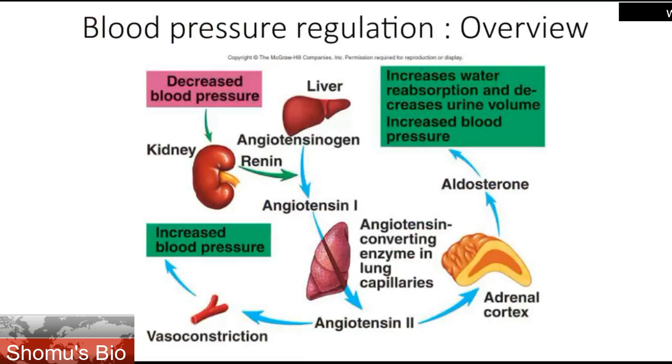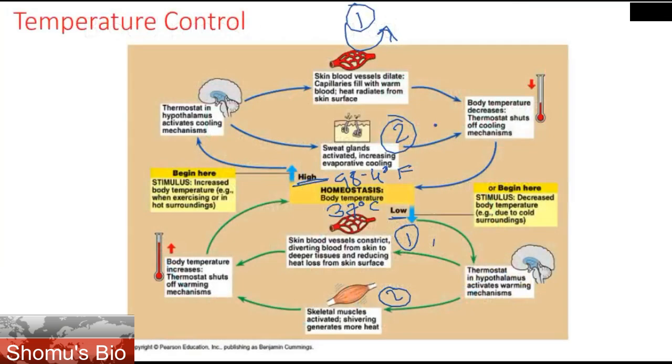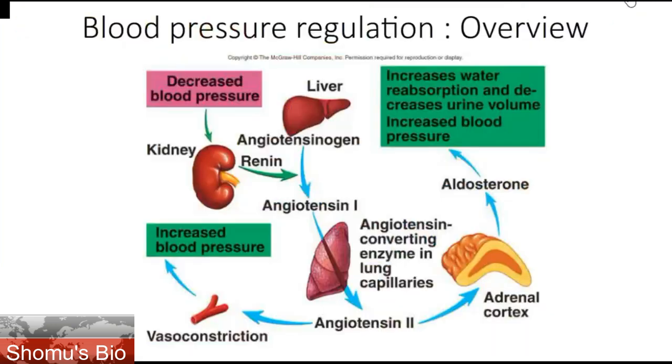Now, both of this body's temperature mechanisms are very important. Without this regulation, a person can have hypothermia or hyperthermia. Okay, now let's move to the other homeostasis, the second one, blood pressure regulation.